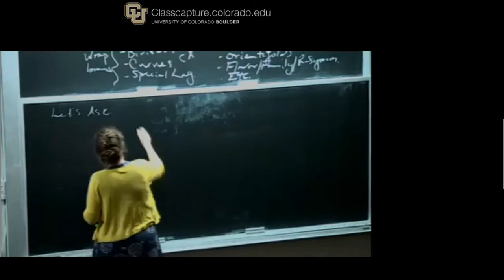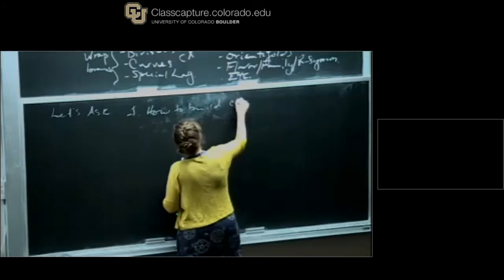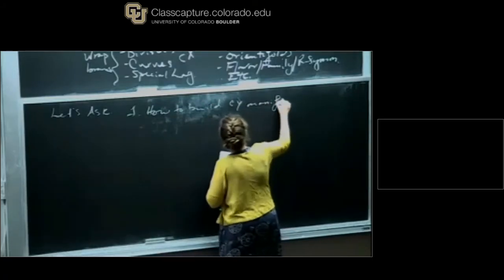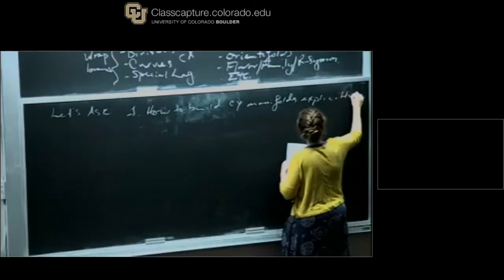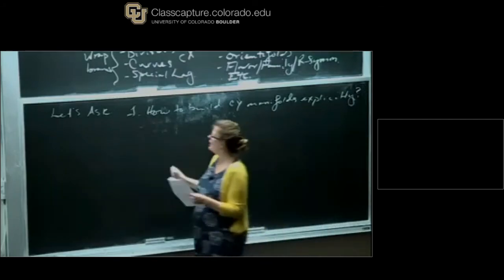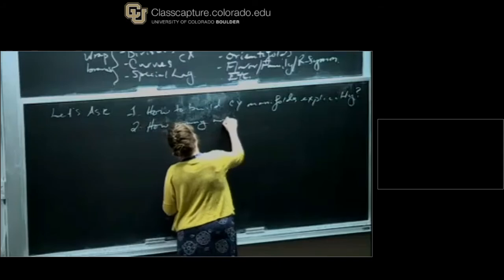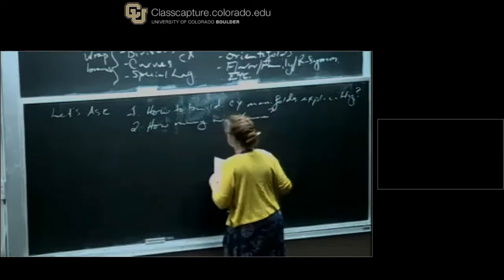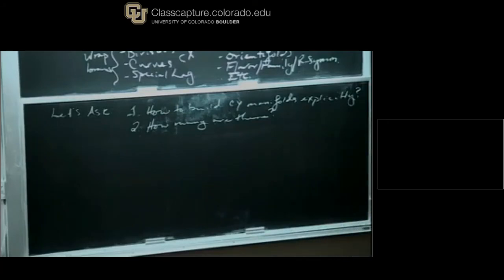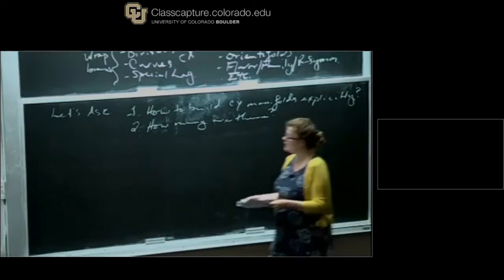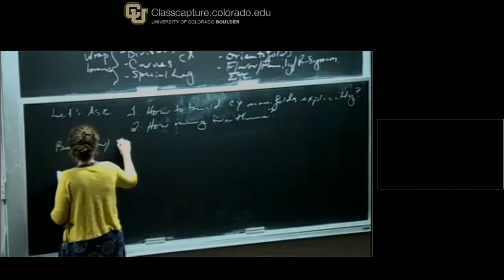So let's ask the following questions. We want to know, 1, how to build CY manifolds explicitly and in as general a way as possible. And 2, how many are there? Is there an infinite number? Can their properties be infinitely different? Can this lead to effective theories with wildly different characteristics? How do we characterize them? So these are our questions, and we're going to begin with one.